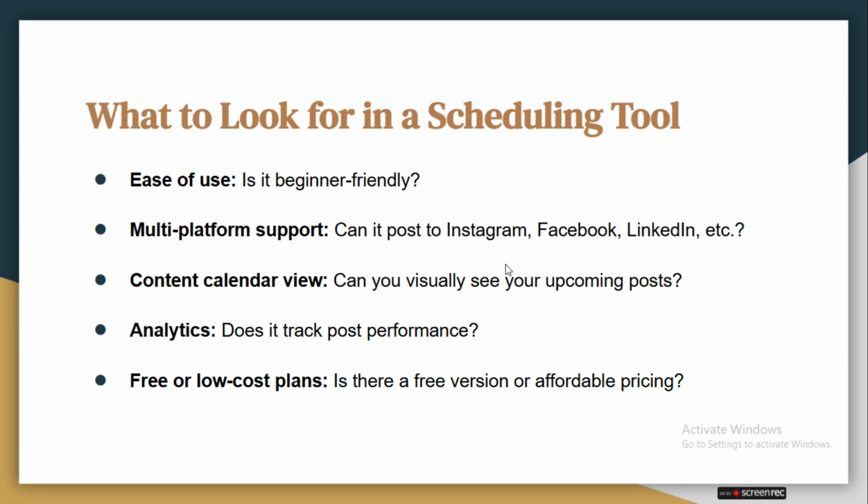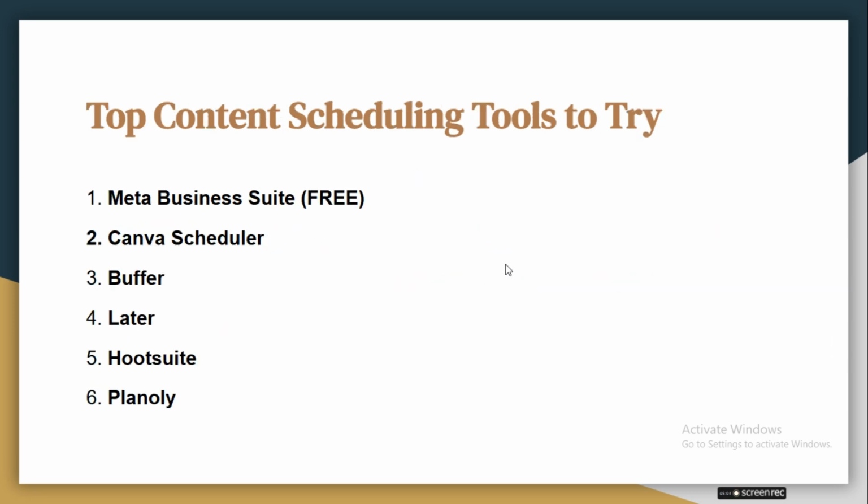Top content scheduling tools to try. 1. Meta Business Suite, free. Best for Facebook and Instagram. Why it's great. It's free, built by Meta, and lets you schedule posts, stories, and reels. Bonus. You can respond to comments and view insights in one place.